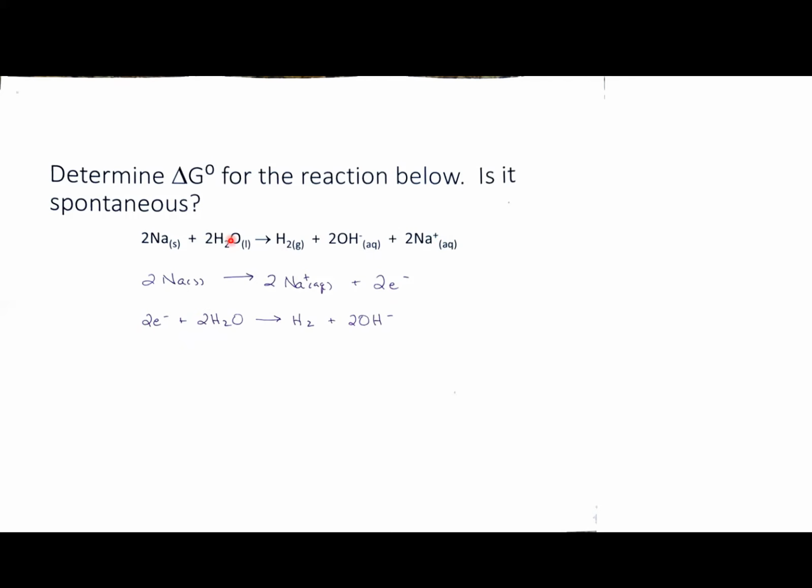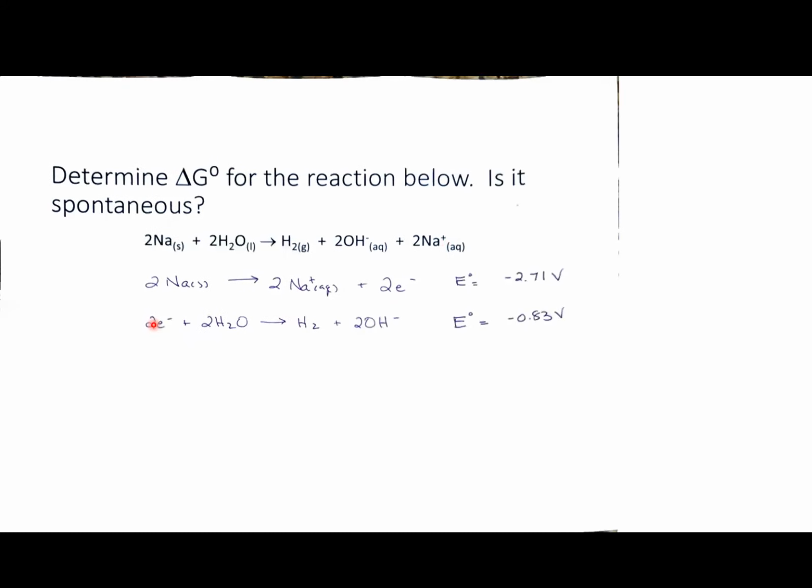There are 2 waters, making hydrogen gas and 2 hydroxides. And that is a gain of 2 electrons. This is the reduction. So we've broken it up into the 2 potentials. So I go to that table that's in your book, and I look up the E values for both of those. Okay? Next thing we do is we need to figure out which one of these is the cathode, which one is the anode.